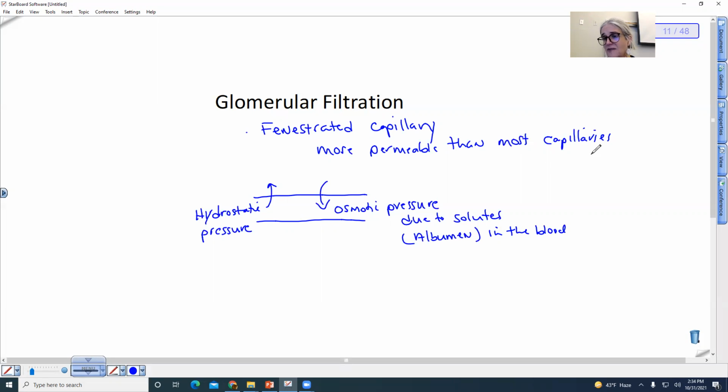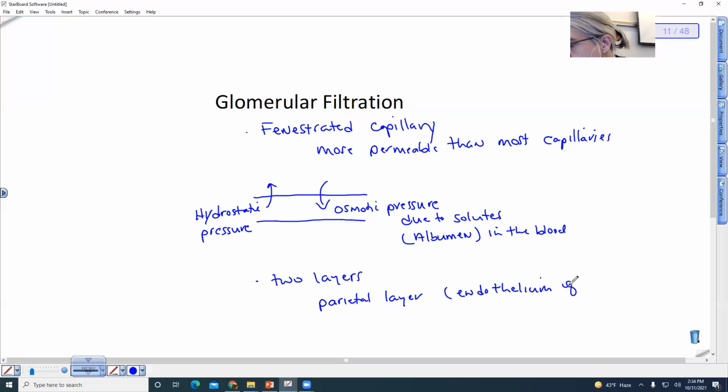Now, if we look at this fenestrated capillary, there's actually two layers to it. So the first layer is referred to as the parietal layer, and it is actually the endothelium. So when we look at the parietal layer, it is the endothelium of the blood vessel.